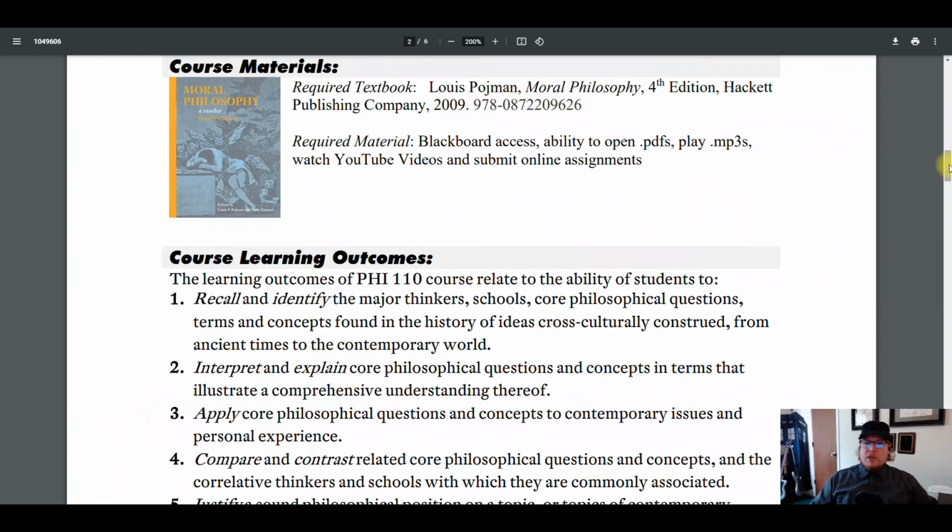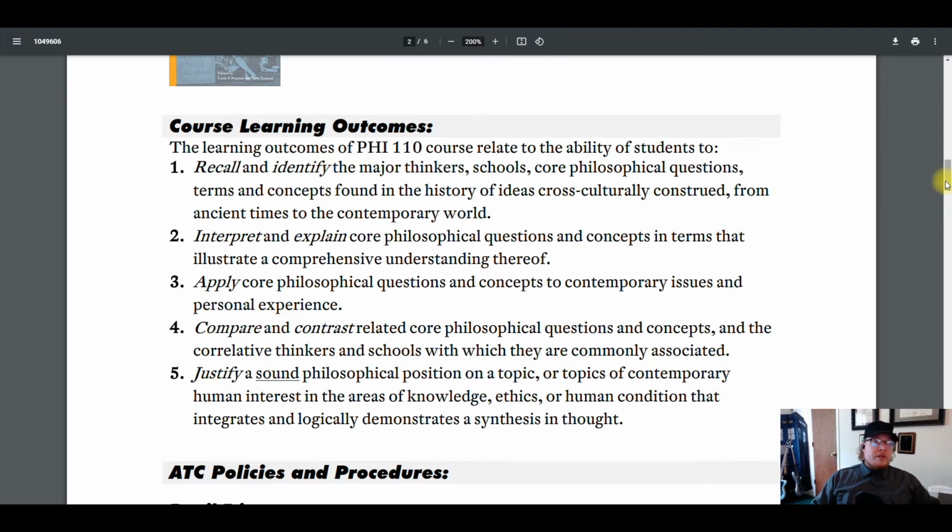The required textbook for the course is Louis Pojman's Moral Philosophy, 4th edition, although I will say that most of the things that are in this textbook, the actual historical texts themselves, are all in the public domain until we get to very, very contemporary stuff. So just keep that in mind. However, Pojman's editorial aspects are not in the public domain, and they are confined to this book, and they're quite helpful. Okay, so what do I expect you to do in this course?